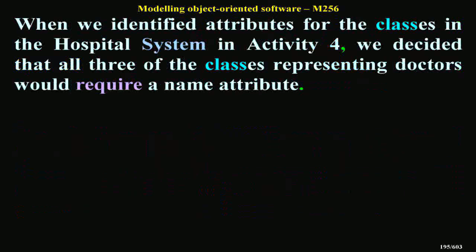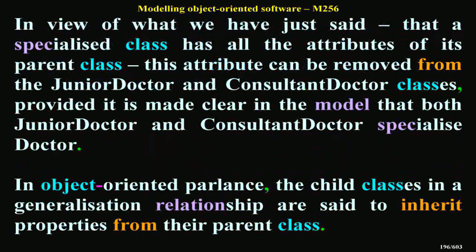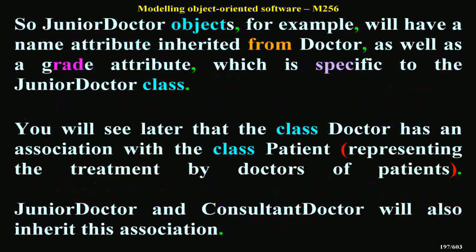When we identified attributes for the classes in the hospital system in Activity 4, we decided that all three of the classes representing doctors would require a name attribute. In view of what we have just said, that a specialist class has all the attributes of its parent class, this attribute can be removed from the junior doctor and consultant doctor classes, provided it is made clear in the model that both junior doctor and consultant doctor specialize doctor. In object-oriented parlance, the child classes in a generalization relationship are said to inherit properties from the parent class. So junior doctor objects, for example, will have a name attribute inherited from doctor, as well as a grade attribute, which is specific to the junior doctor class.